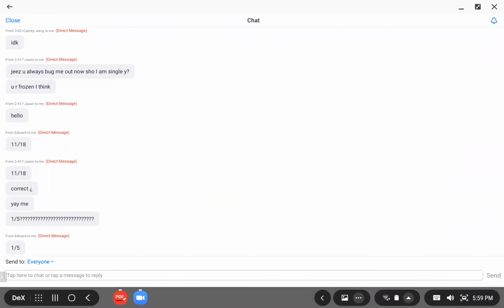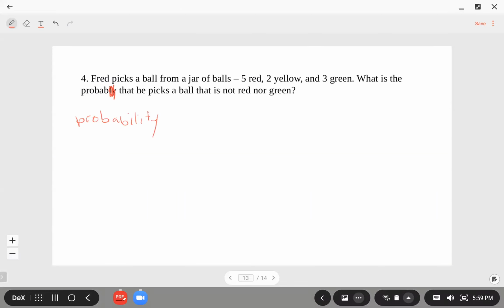1 over 5. Okay, very good, Jason. You're the first one, and Edward also 1 over 5. Very good. And why? Because if you pick a ball that is not red nor green, then it has to be yellow, right? So it's basically going to be yellow balls over all outcomes. So it's going to be 2 over 10 equals 1/5.